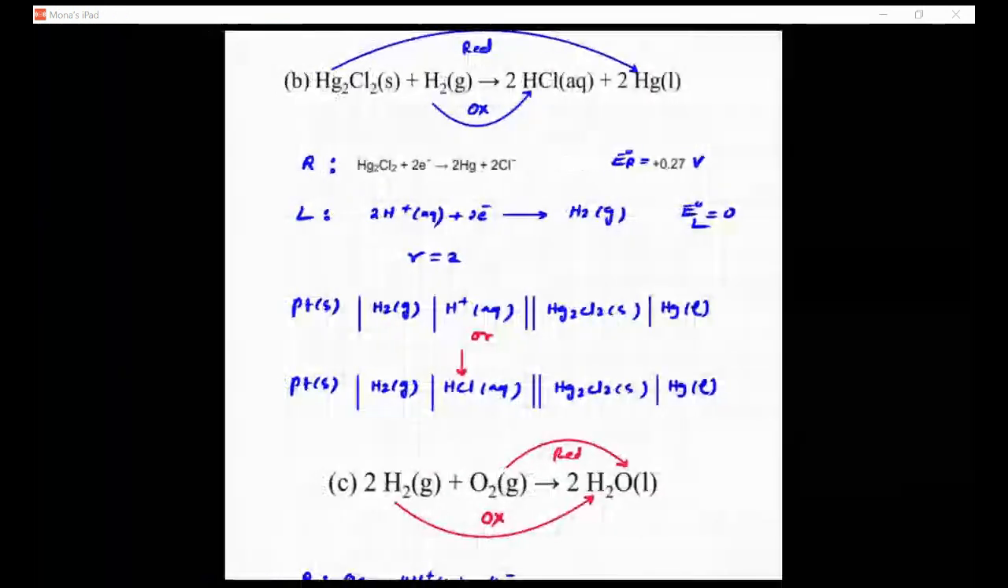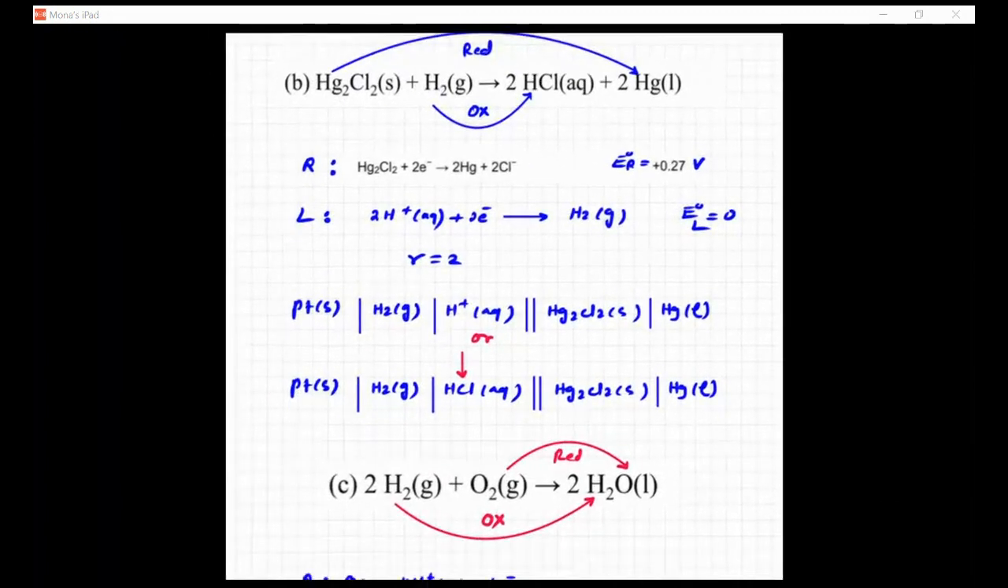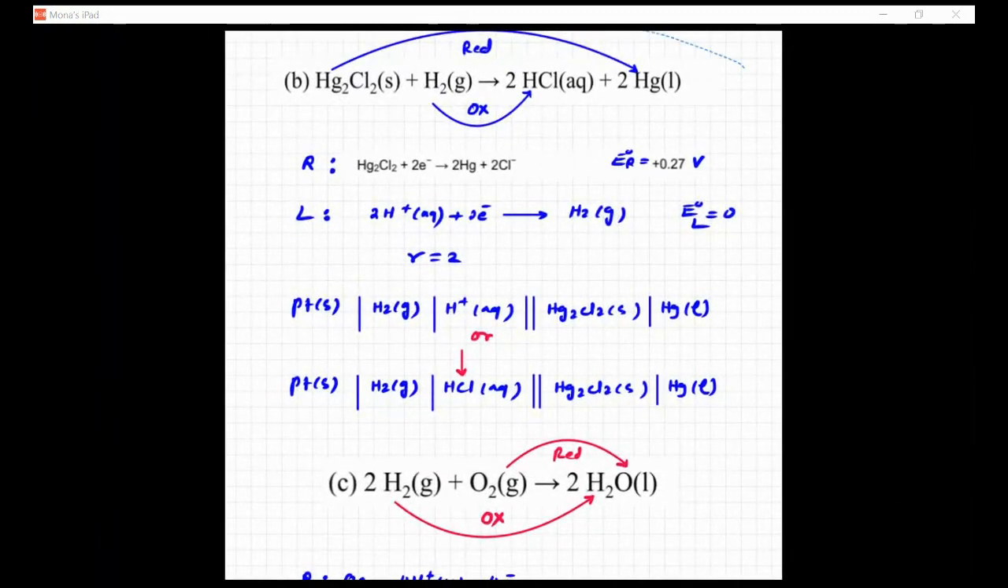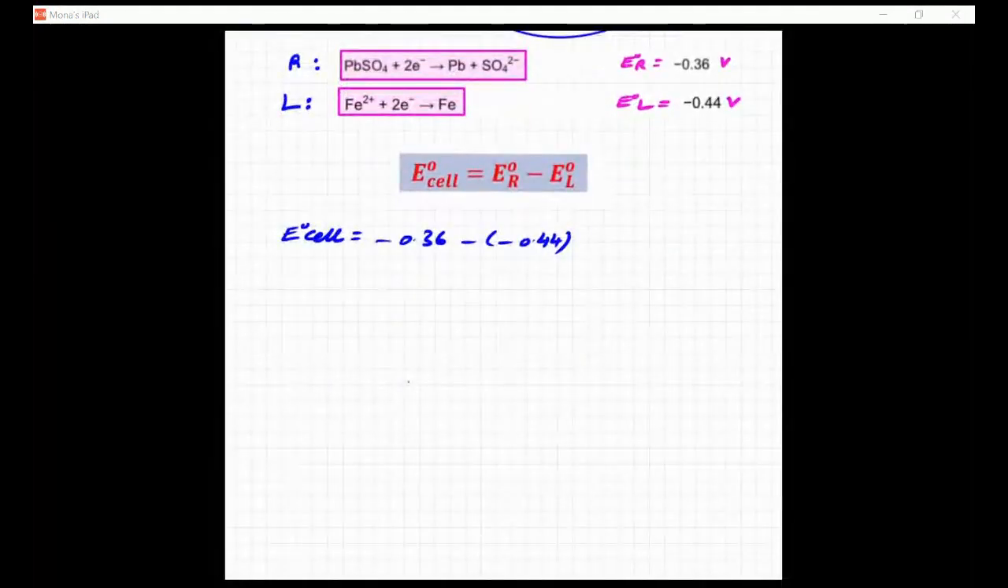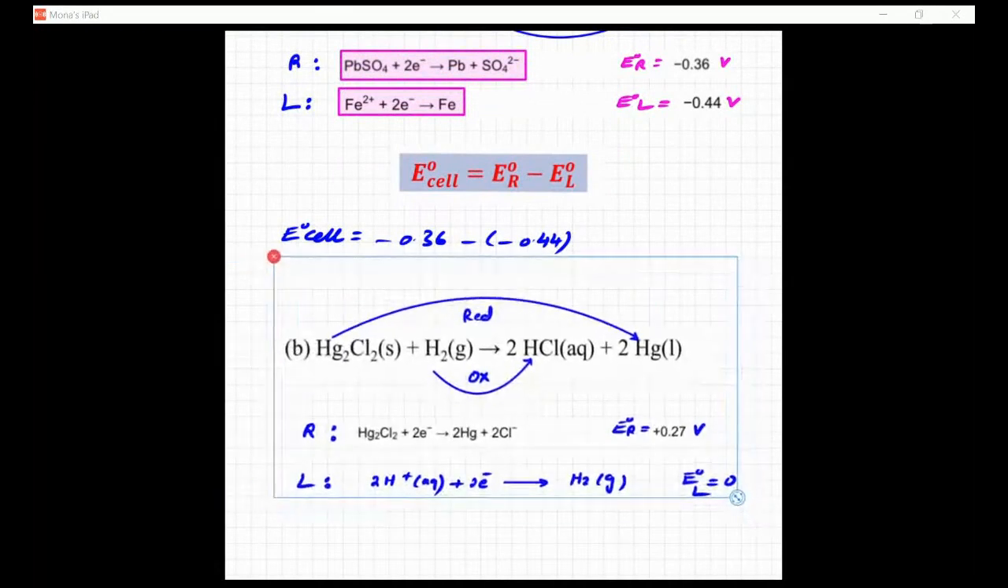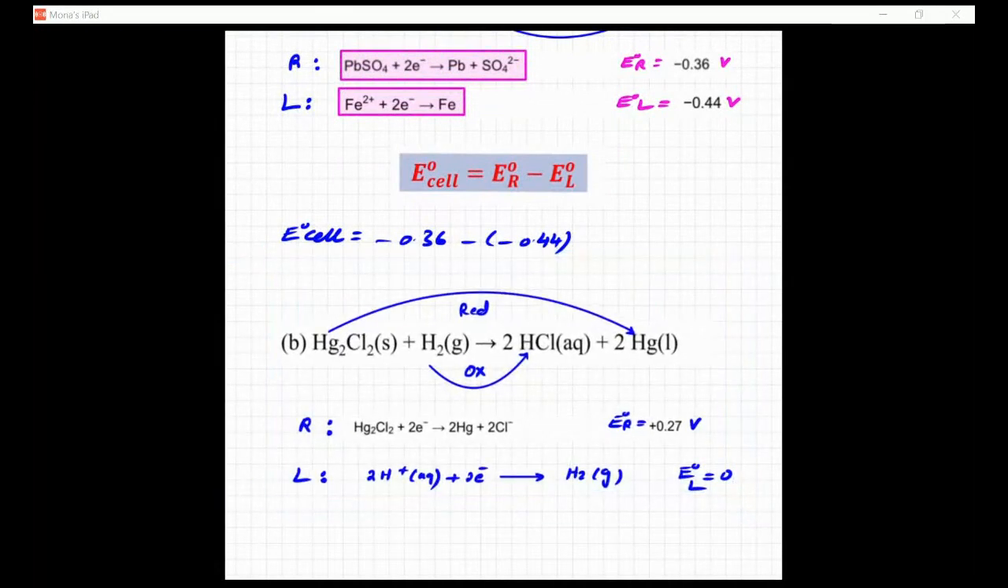Let's say part B now. Part B is this here. We will copy it so as to calculate. This is part B, and we are going to put it there and calculate. So E cell standard is going to be equal to plus 0.27 minus 0, which is plus 0.27 volt. That is going to be for the second one.